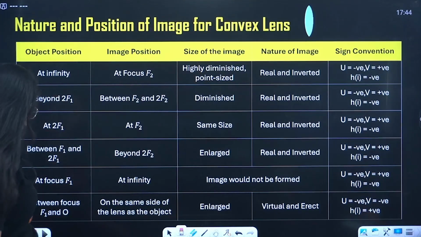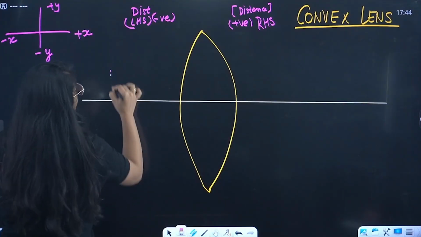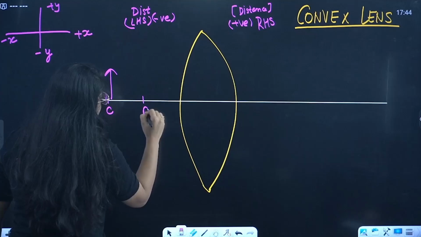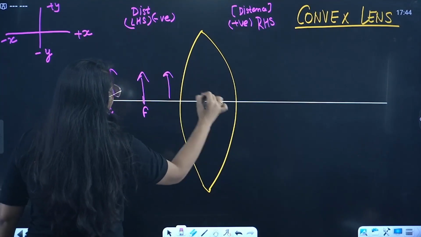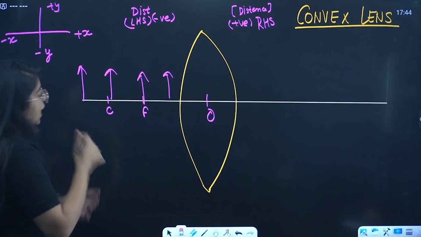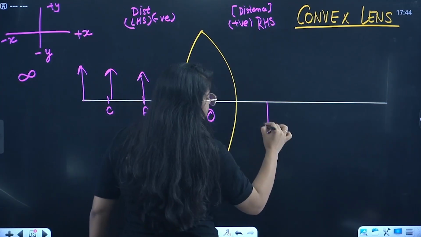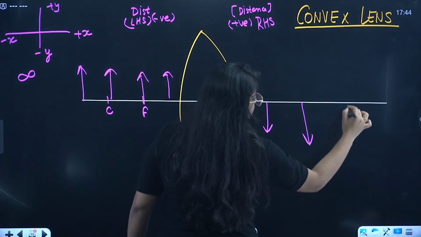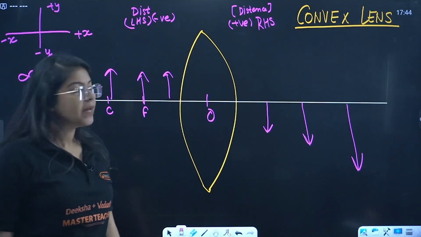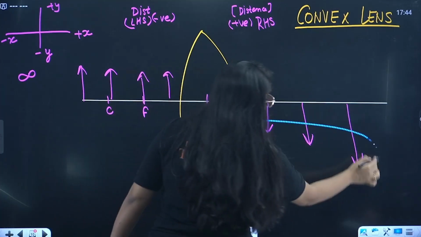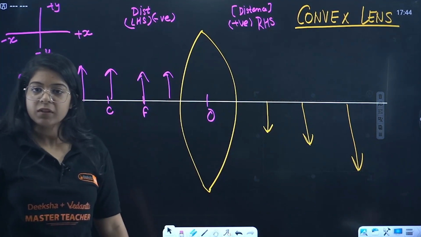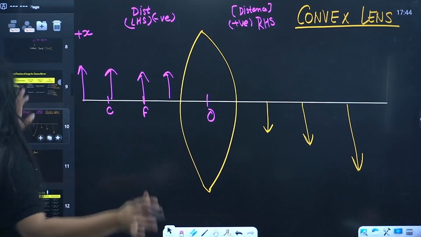If you remember, when we place an object here at C, between C and F, or between pole and optical center and focus, beyond center of curvature, at infinity, in all the cases the images are formed somewhere here. Understand? Images are formed somewhere here. Yes. Done. Understood? Just like everything else is same.